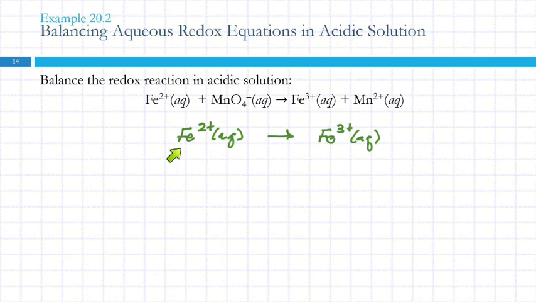We can't have iron ions turning into manganese ions. That just doesn't happen. So here we have our permanganate ion. And over here, we have Mn 2 plus ion. So I've taken all my products and reactants and I've split them up into 2 half reactions.